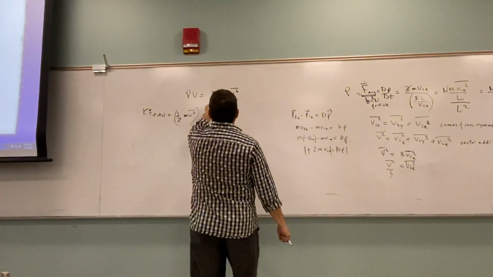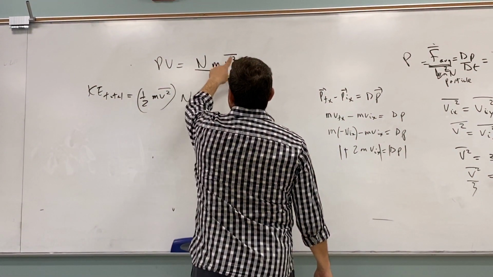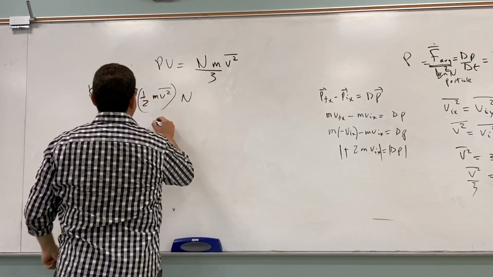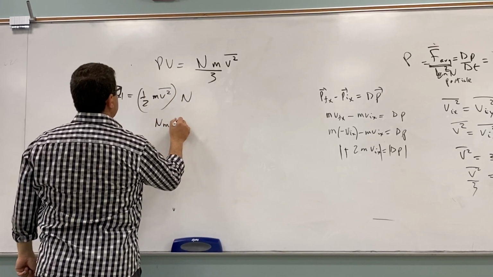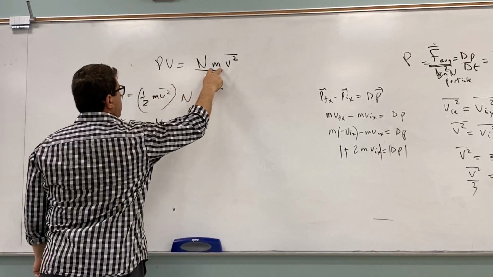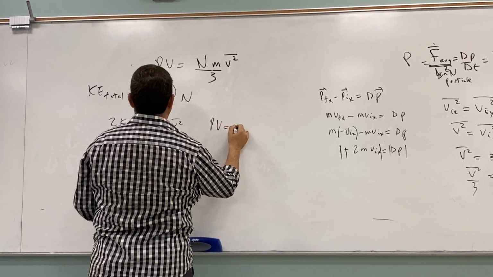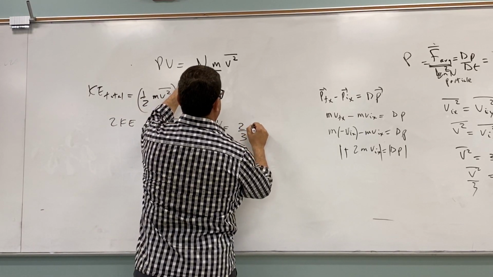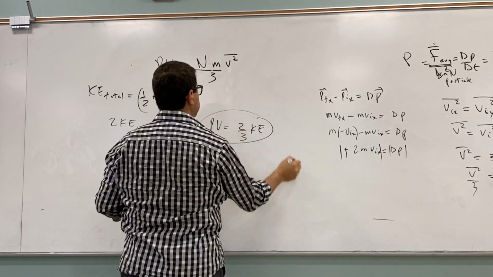But then here, I can't just substitute this by kinetic energy because there's a 3. So then what I can do is I can say N m v squared average is equal to 2 kinetic energy. Then substitute that there, then I can say PV is equal to what? 2/3 of kinetic energy of the gases.